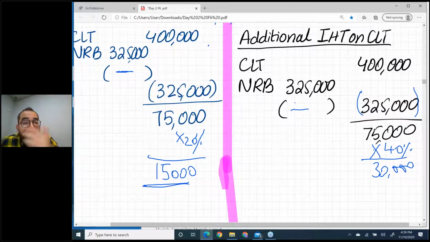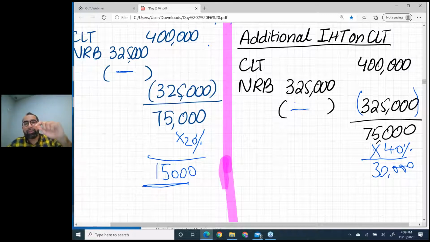I hope you remember the taper relief. I just taught you the taper relief. For taper relief, listen to my dialogue: always count the gap between date of gift and date of death. Now look at me, I don't want to move the screen. Date of gift was 1st July 15, and date of death was February 2020.